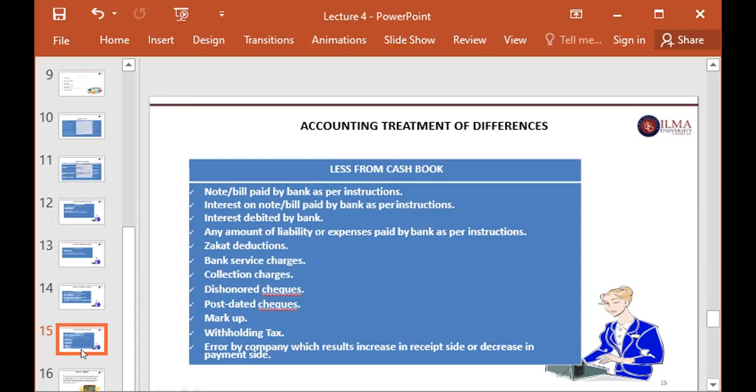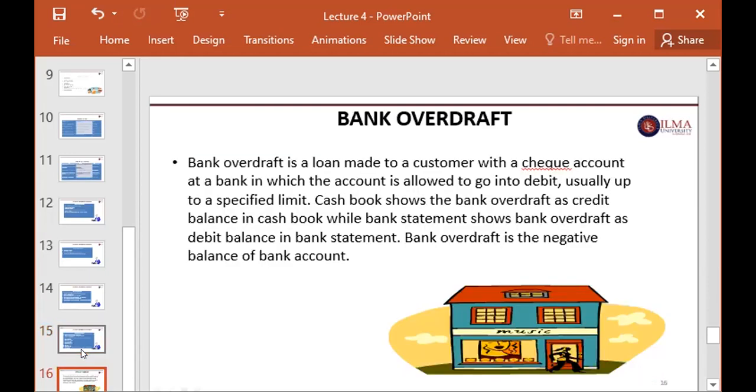Bank overdraft. Bank overdraft is a loan made to a customer with a check account at a bank in which the account is allowed to go into debit, usually up to a specific limit. The cash book shows the bank overdraft as a credit balance, while the bank statement shows the bank overdraft as a debit balance. Bank overdraft is the negative balance of the bank account.